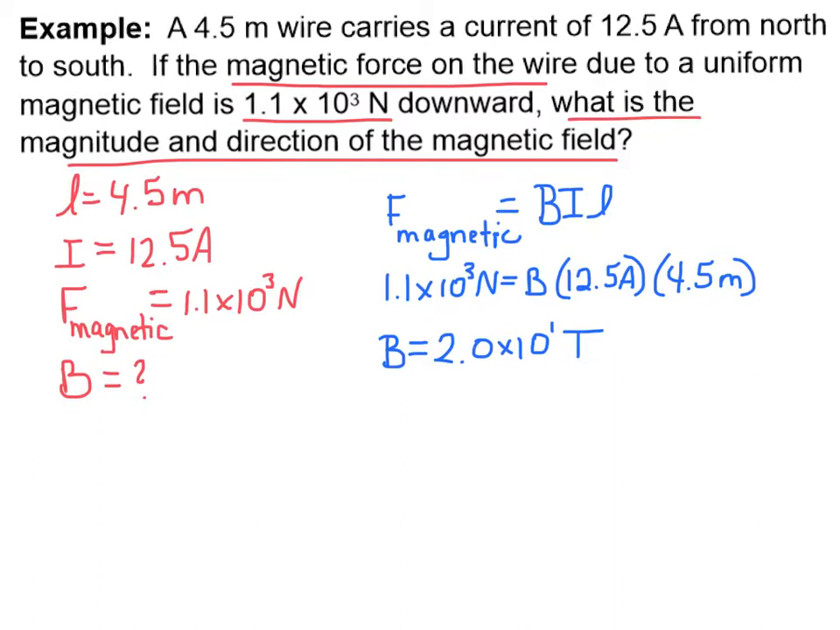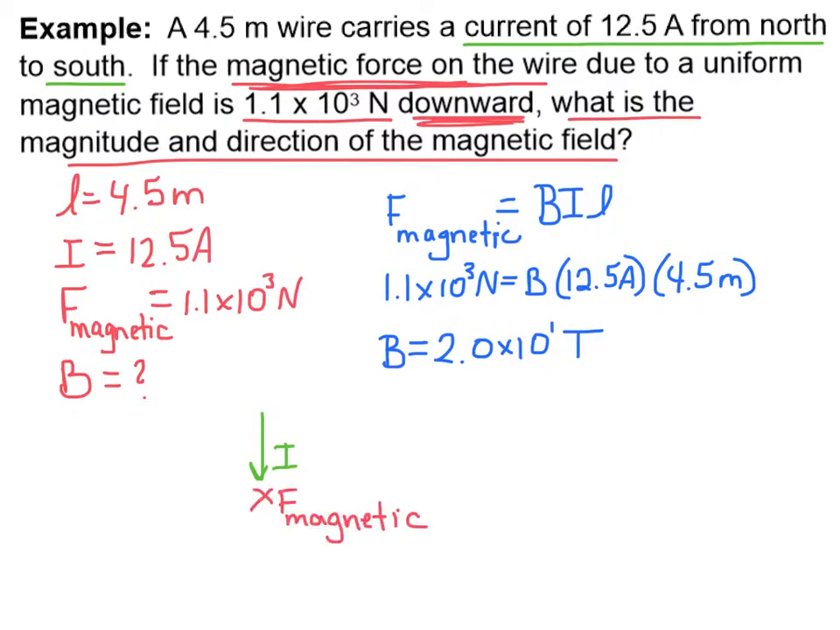Now I need to find the direction of that magnetic field. My current is going from north to south, so I'm going to represent north, south, east, west as being in the plane of this screen, or in the plane of your paper. Now, where is the magnetic force? The magnetic force is downward. So I'm going to draw an X to represent that it is going down toward the floor here, if I'm looking at things in that orientation.